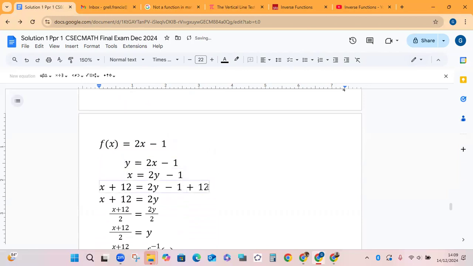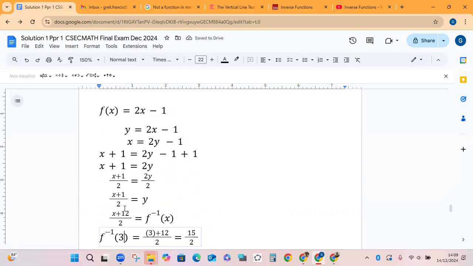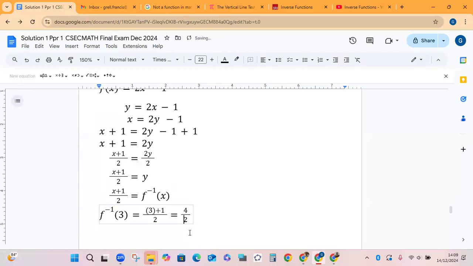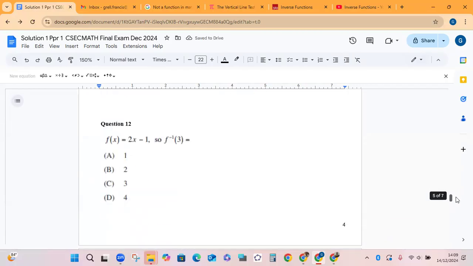So this is a 1 minus 1 plus 1. So where I have 12, I have to put 1. And this is x plus 1 over 2. So f inverse of 3 is 3 plus 1 over 2. 3 plus 1 is 4. And 4 divided by 2 is 2. So the answer is 2. And that would be B.